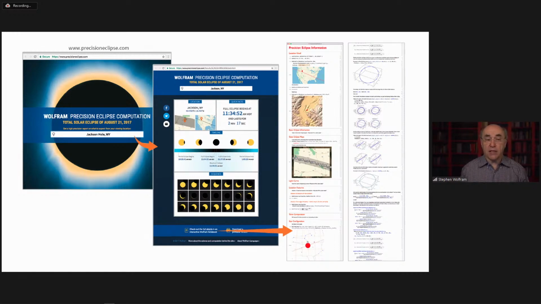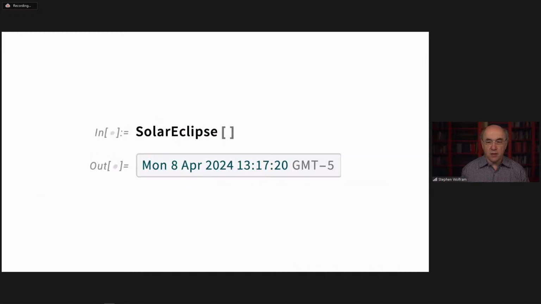Well, predicting eclipses is an old business. These days, it's easy to find out when the next solar eclipse will be. Indeed, it's built right into Wolfram Language. It's just a function, SolarEclipse, that looks like this. And it tells you the time of greatest eclipse of the next eclipse. Type in SolarEclipse, you get a date out.